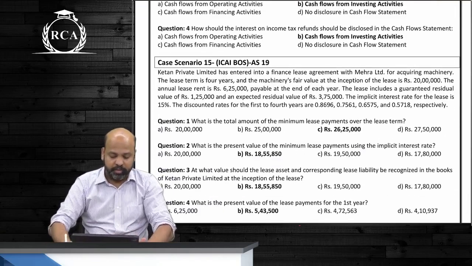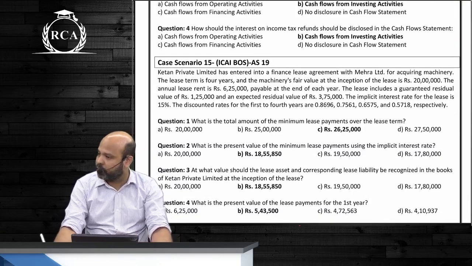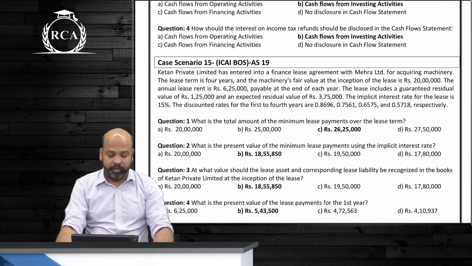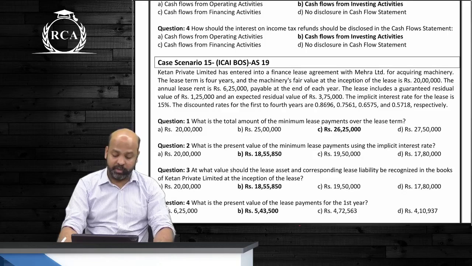Next guys, 15th one, AS19. याद है AS19? In the books of lessee guys, finance lease should be recorded at the lower of two things: present value of MLP and fair value, whichever is lower. Ketan Private Limited has entered into a finance lease agreement with Mehra Limited for acquiring machinery. Lease term is 4 years. Machinery's fair value at the inception of the lease is 20 lakh. Annual lease rent is 6 lakhs 25,000. Lease includes a guaranteed residual value of 1 lakh 25,000 and an expected residual value of 3 lakh 75,000. How much is UGRV?